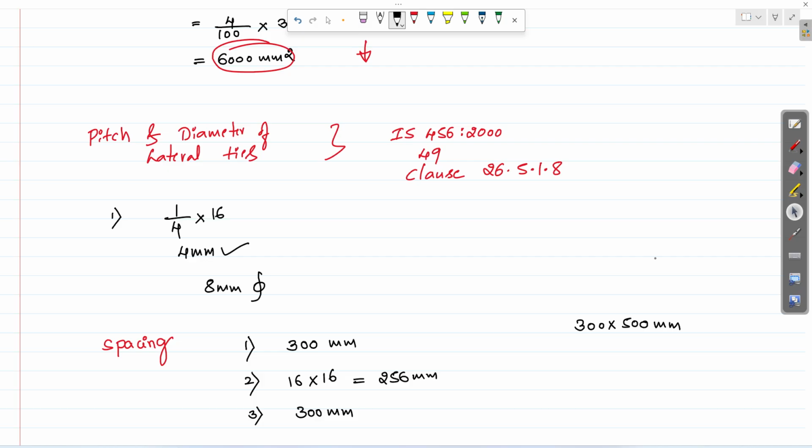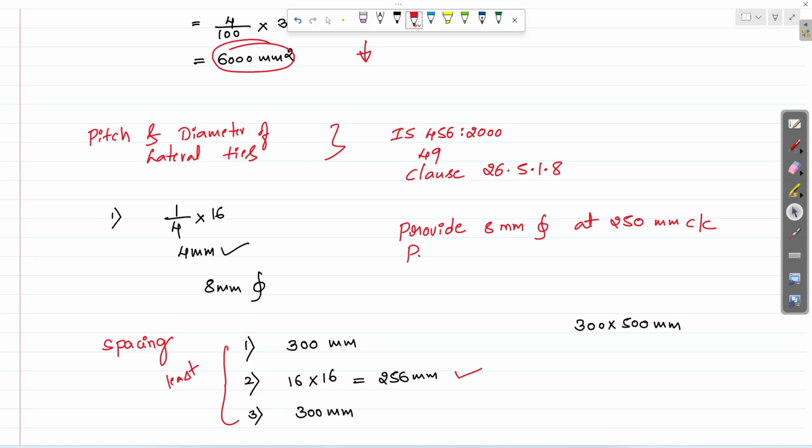So code says it should not be more than the least of the following distances. So you need to provide the least. So least value is 256. So you can provide 8 mm dia ties at 250 mm center to center.